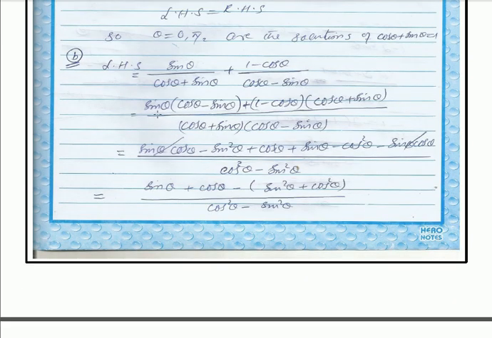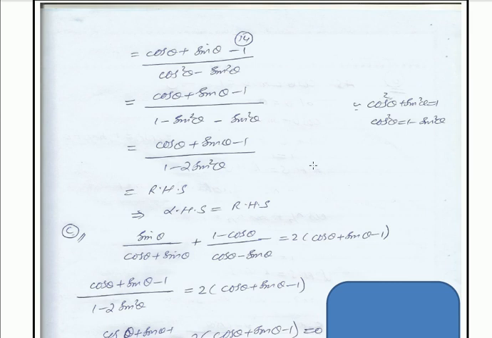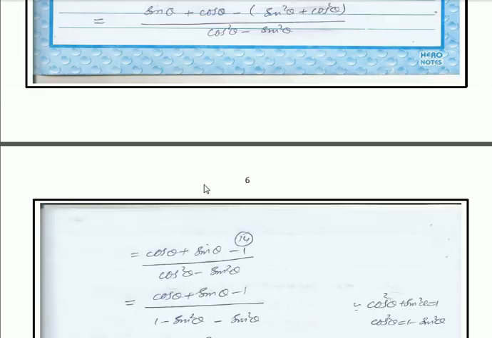we have the left hand side equal to sin theta over (cos theta plus sin theta) plus (1 minus cos theta) over (cos theta minus sin theta). By taking the LCM and after simplification we get (sin theta plus cos theta minus (sin square theta plus cos square theta)) over (cos square theta minus sin square theta). As sin square theta plus cos square theta is equal to 1, we have (cos theta plus sin theta minus 1) over (cos square theta minus sin square theta). After simplification we get (cos theta plus sin theta minus 1) over (1 minus 2 sin square theta), which is equal to the right hand side. So left hand side equals right hand side.